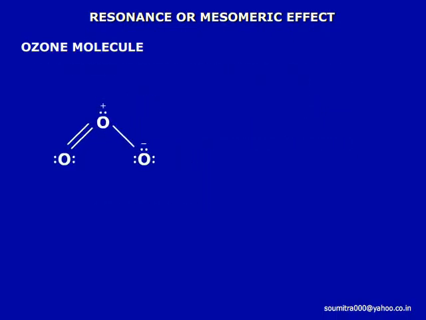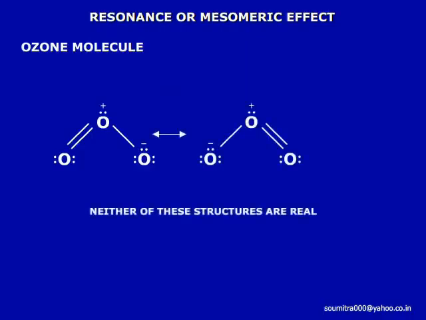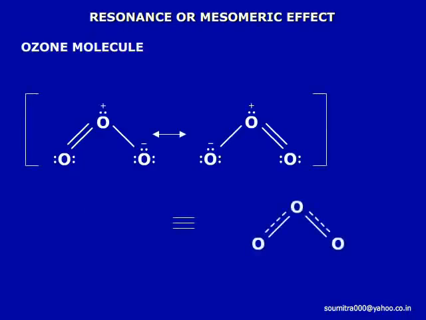Now by the same procedure, we may draw another Lewis structure like this. Now the matter of fact is that neither of these structures are real. The real structure is actually an intermediate between these 2 structures.